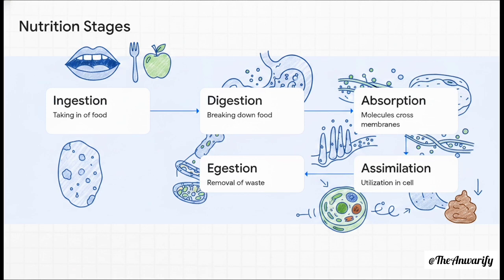Next is digestion, where complex, non-diffusible chunks of food are broken down into simple, soluble molecules. Then comes absorption, where these molecules cross the digestive membranes and enter the body. Now, class, please pay close attention to step 4, assimilation. This is incredibly crucial. It isn't just absorbing nutrients, it is the actual utilization of those absorbed molecules during the cell's internal metabolic processes. It's the putting the food to work phase. And finally, egestion, which is simply the removal of any leftover undigested waste.